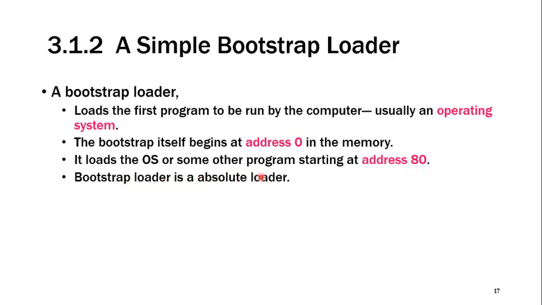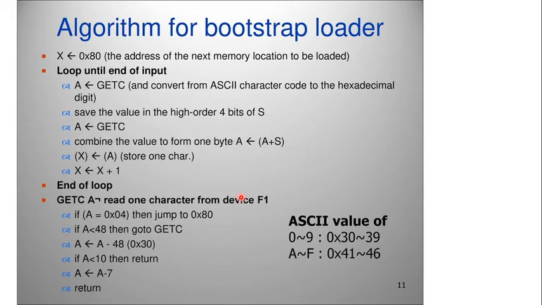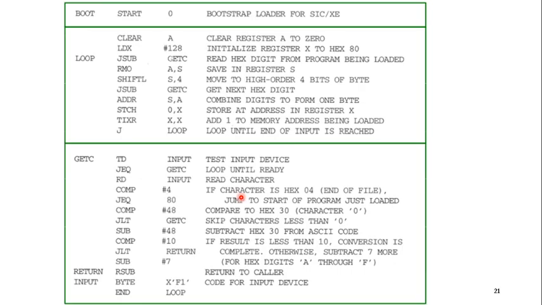So only the Bootstrap loader can be considered as an absolute address. From which device will it be fetching? From the F1, and every time you keep loading from the starting address 80. This is a simple pseudocode I recorded as the algorithm, and this is the ASCII table, and this is the complete program of your Bootstrap loader for the SIC/XE machine architecture.